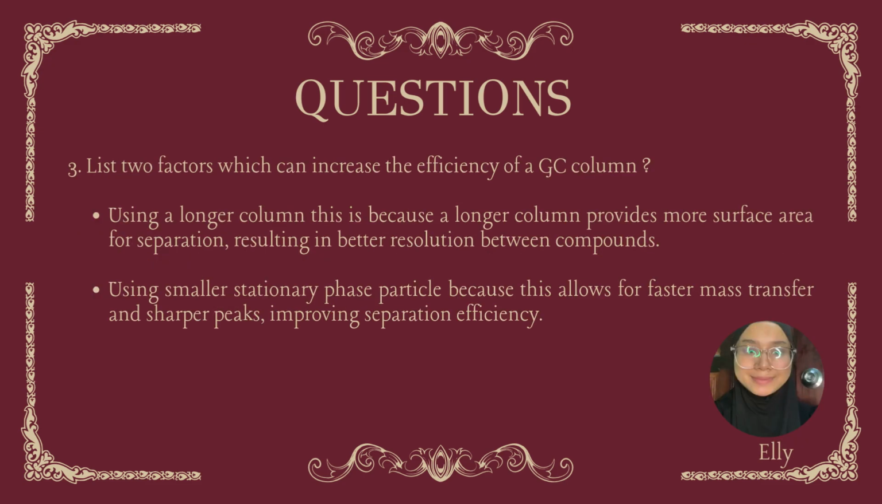For the two factors which can increase the efficiency of a GC column, first is using a longer column. This is because a longer column provides more surface area for separation, resulting in better resolution between compounds. Second is using smaller stationary phase particles. This is because they allow for faster mass transfer and sharper peaks, improving separation efficiency.